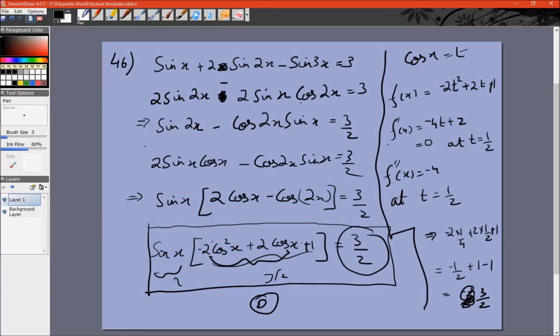But they have to be satisfied for the same x. Any x for which this term is 3 by 2 has cos x as half. And if cos x is half, sin x cannot be 1. That is why there is no solution. So the maximum value of this is 3 by 2, but when the value of this term is 3 by 2, the value of this term is smaller than 1. It is actually root 3 by 2. So again, the answer is still the same. The methodology is a little bit different. I made an error of a minus sign here. But the answer is still option D, which means that there is no solution.